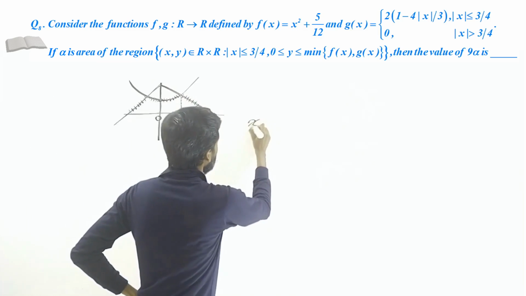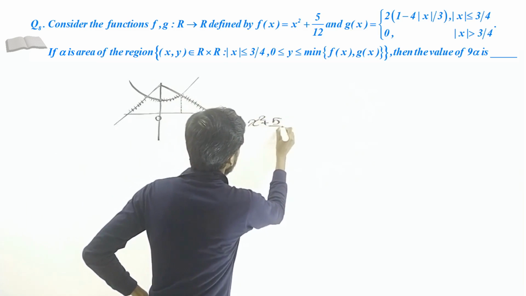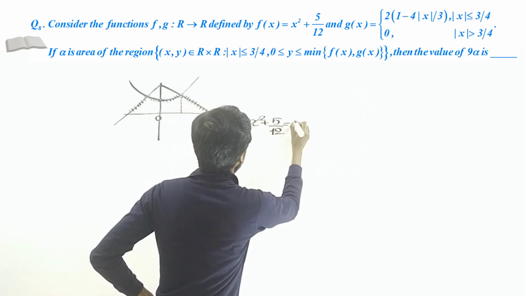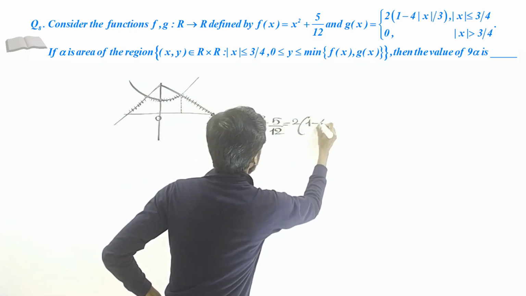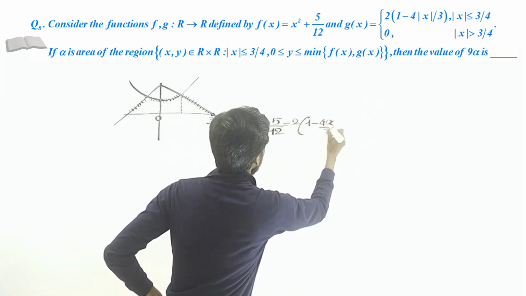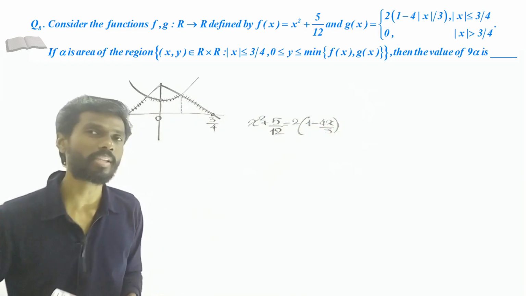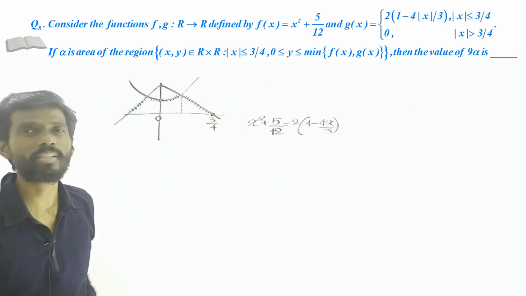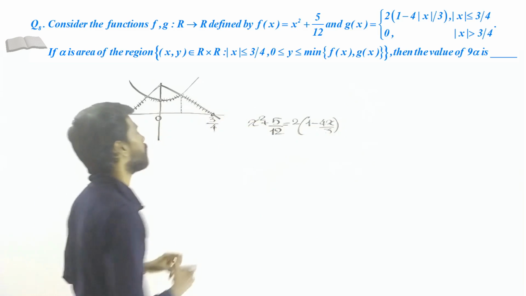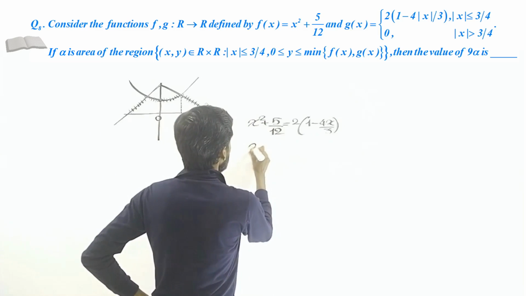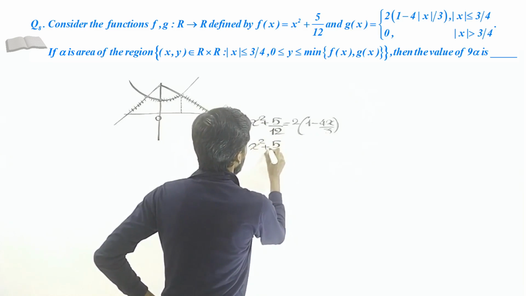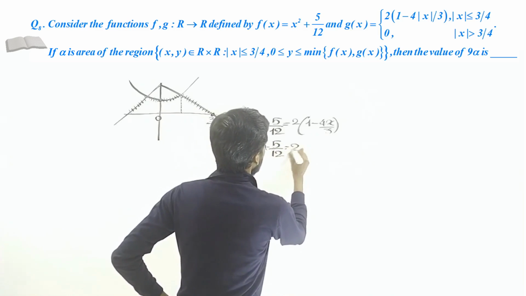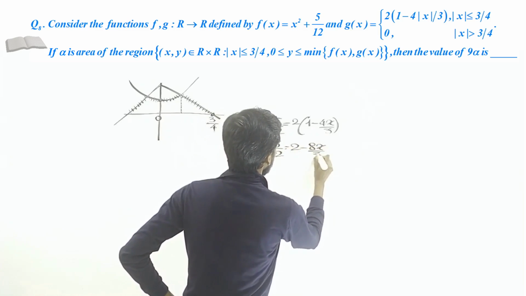So x square plus 5 by 12, that is the first function, equals 2 multiplied by 1 minus 4x divided by 3. I am writing only 4x, not modulus of x, because it is only the positive region. Now we simplify this to get the value of x. So x square plus 5 by 12 equals 2 minus 8x divided by 3.